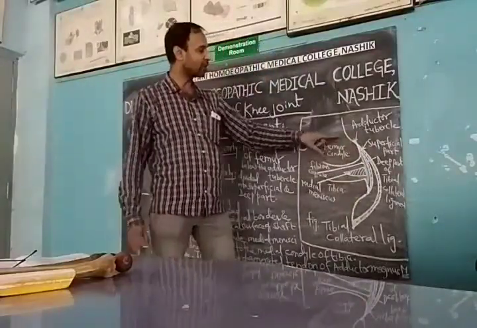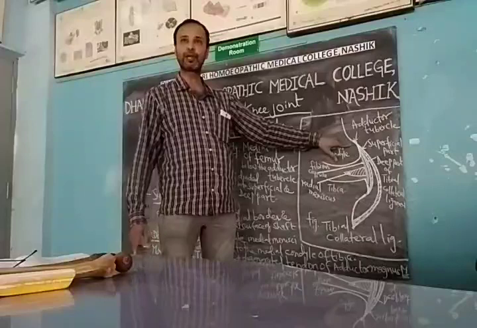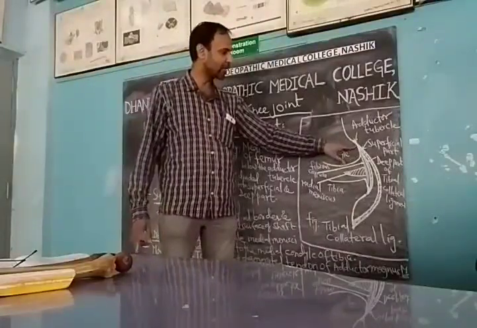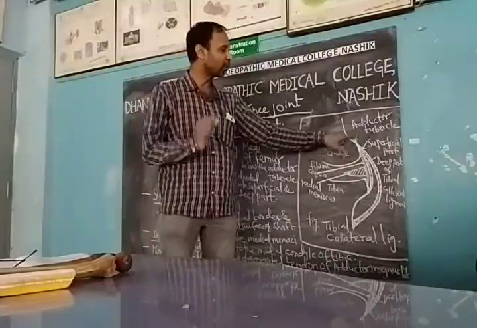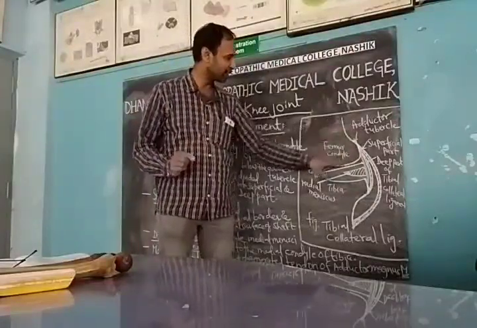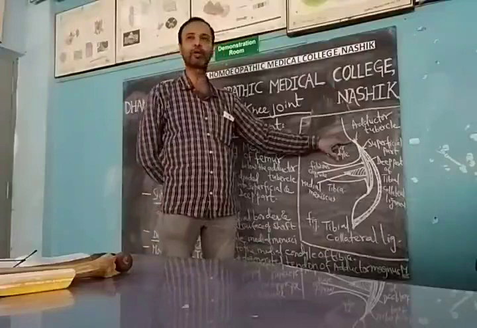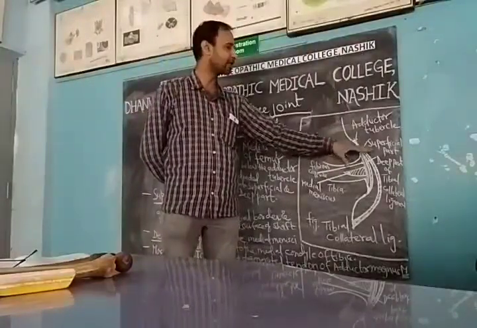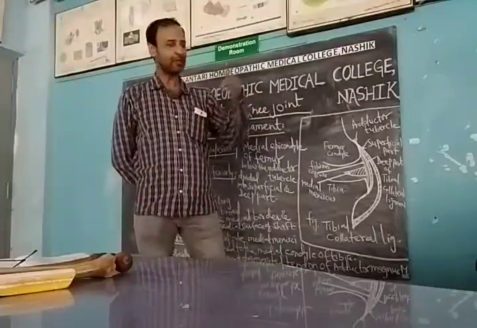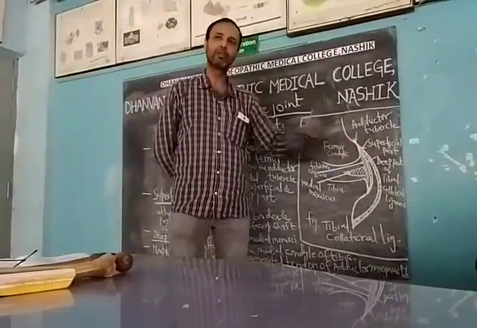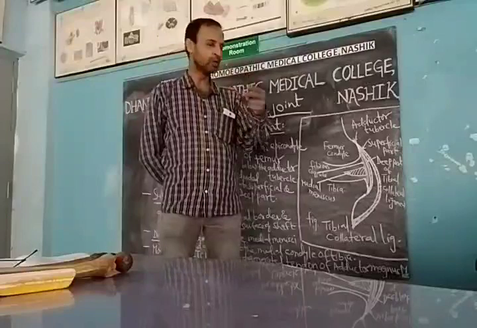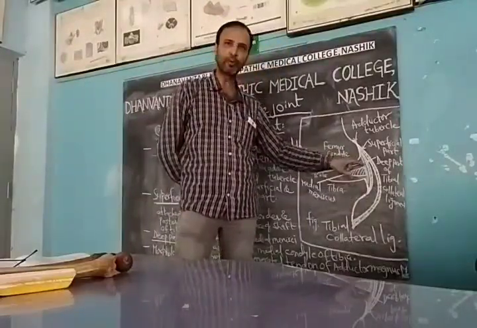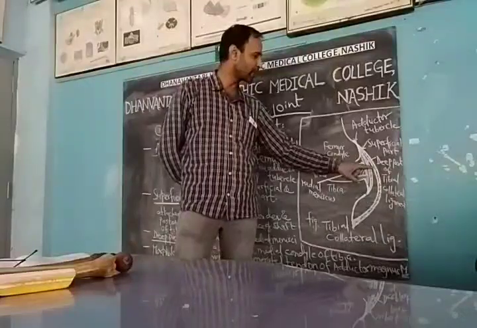Now this ligament is always attached superiorly to the femur, at the medial epicondyle. Here is the medial epicondyle of the femur, just below the adductor tubercle. In the diagram, this is the femur and this is the adductor tubercle. So below the adductor tubercle, at the medial epicondyle of the femur, this ligament is attached. Now this ligament divides into two: a superficial or anterior part and a deep or posterior part.